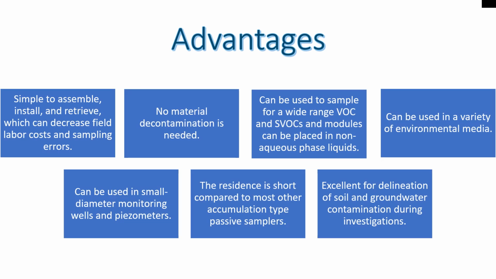Some of the advantages of the AGI device include: the modules are simple to assemble, install, and retrieve, and require no decontamination, which can reduce costs and sampling errors. The samplers can be used to detect a wide range of volatile and semi-volatile organic compounds. The modules can be used to sample a variety of media and be used in small diameter wells. The residence time of the samplers is short compared to other accumulation passive samplers, and the AGI samplers are excellent for the delineation of soil and groundwater plumes.